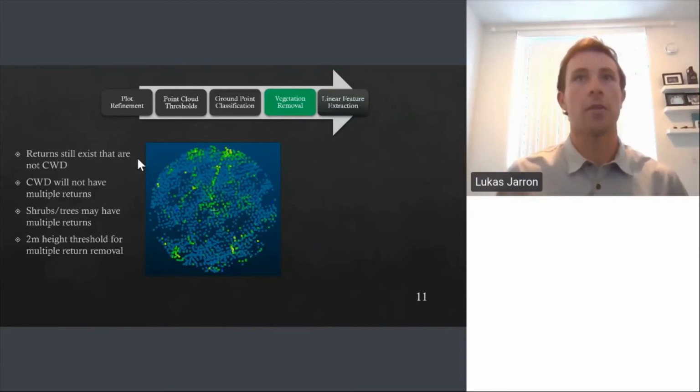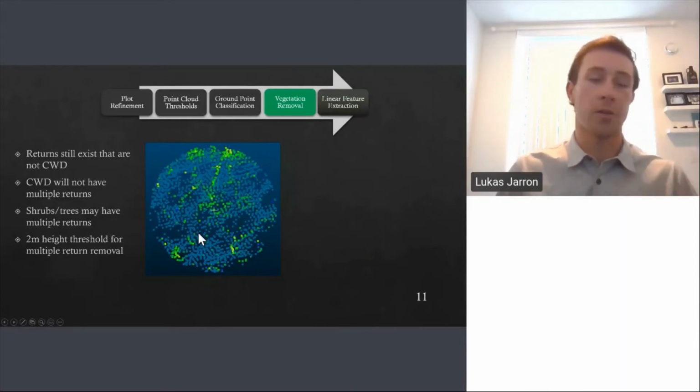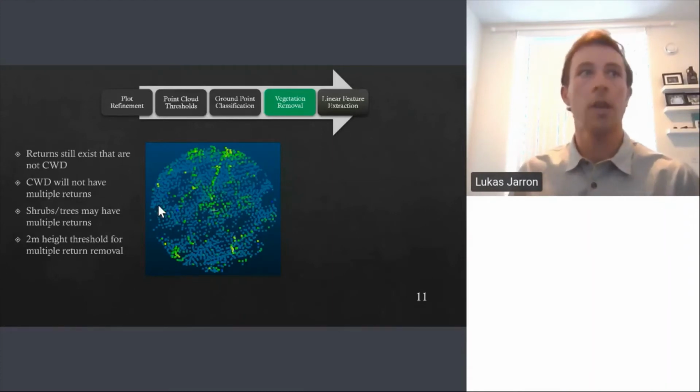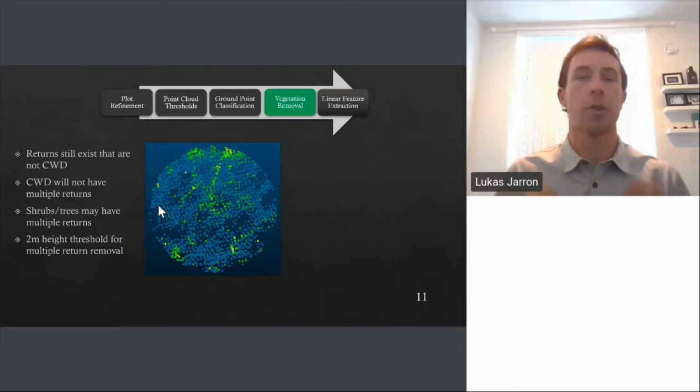So when a pulse comes down from the airplane, certain structures like vegetation and leaves, the pulse will actually pass through it and go down and hit something else on the ground, another leaf, or maybe actually the ground. So it's possible that those pulses will have multiple returns, where when it hits a piece of coarse woody debris, it's not going to go through it. It's just going to return straight back.